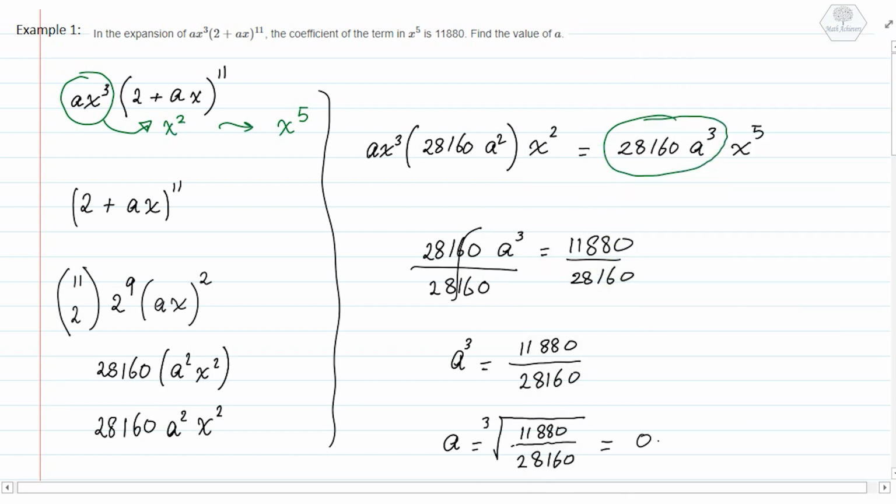The value of a is equal to 0.75, which is equal to 3 over 4. Whatever, you can write it either as 0.75 or 3 over 4. Both ways are correct. The most important thing to know is we have to give most of our answers to 3 significant figures. This is example 1. Now we can go to a harder example.